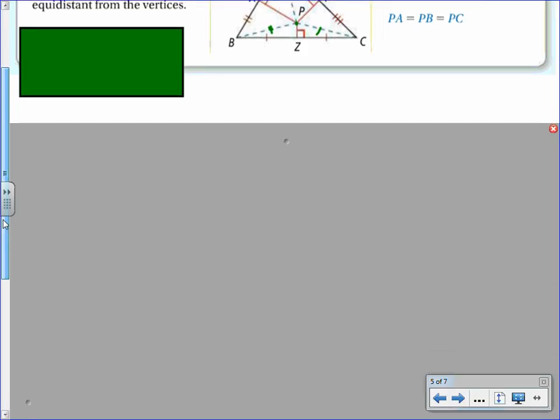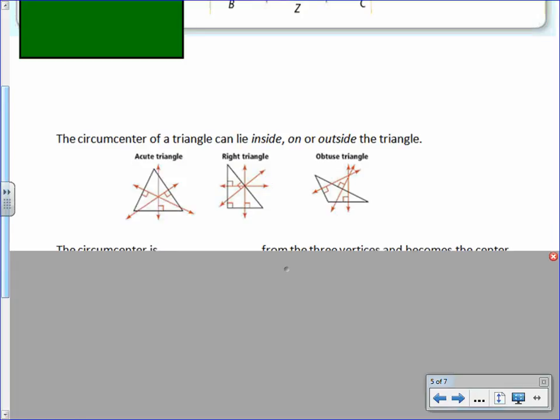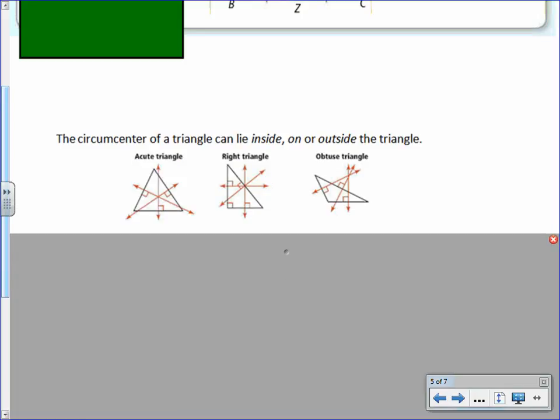All right, so if we look at that, let's go a little bit more into detail about perpendicular bisectors. The circumcenter is where the perpendicular bisectors intersect, we said. Depending on the triangle, they can intersect inside the triangle, like we looked at in the first two examples right here. A right triangle will actually intersect on the hypotenuse. So that's every right triangle, it'll intersect on the hypotenuse.